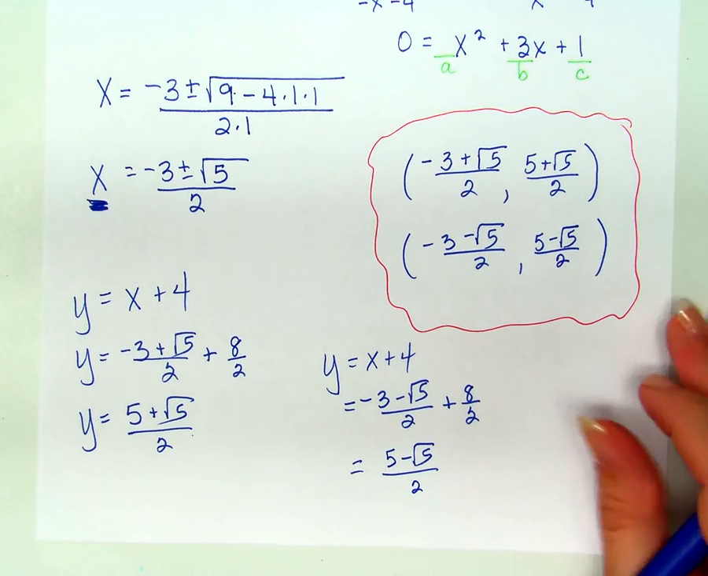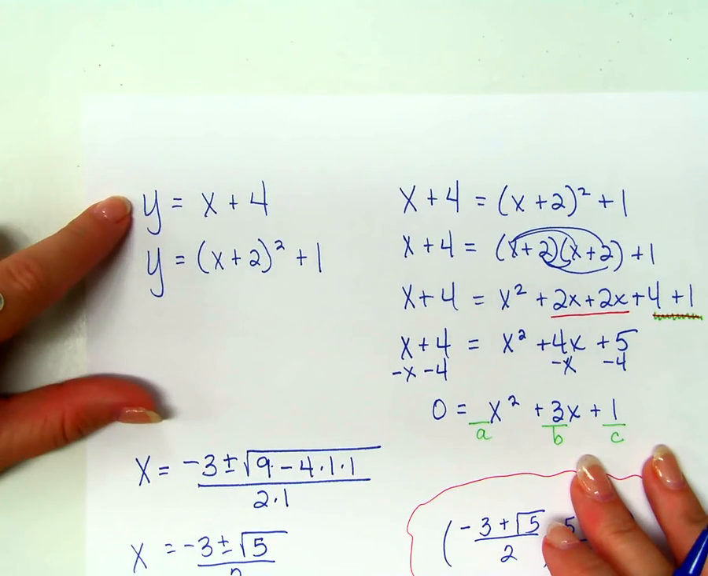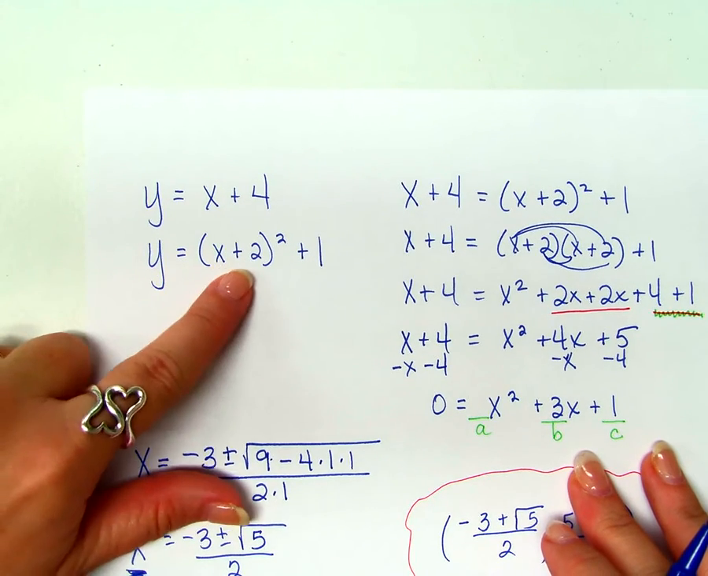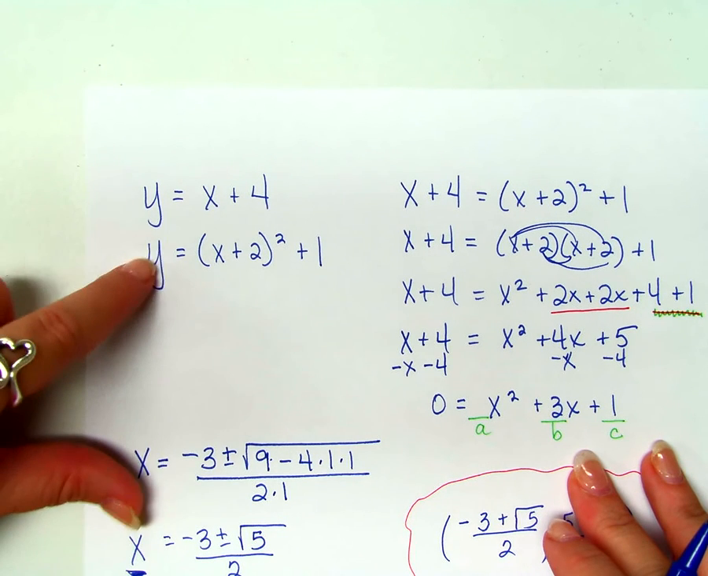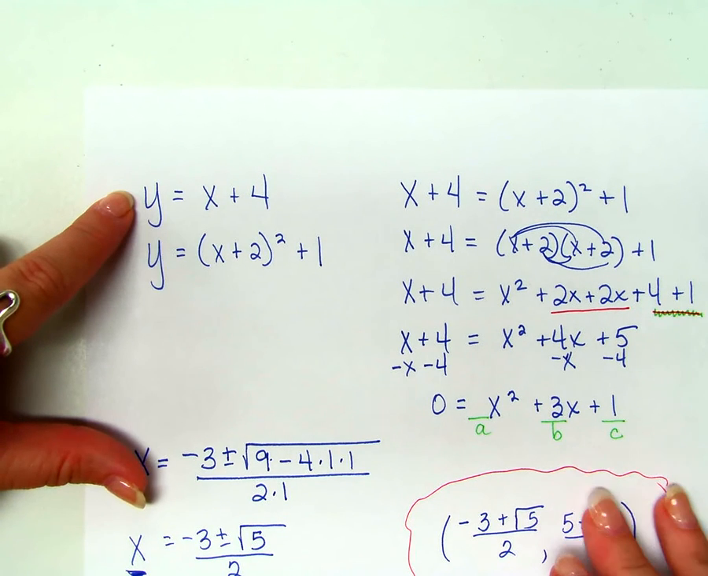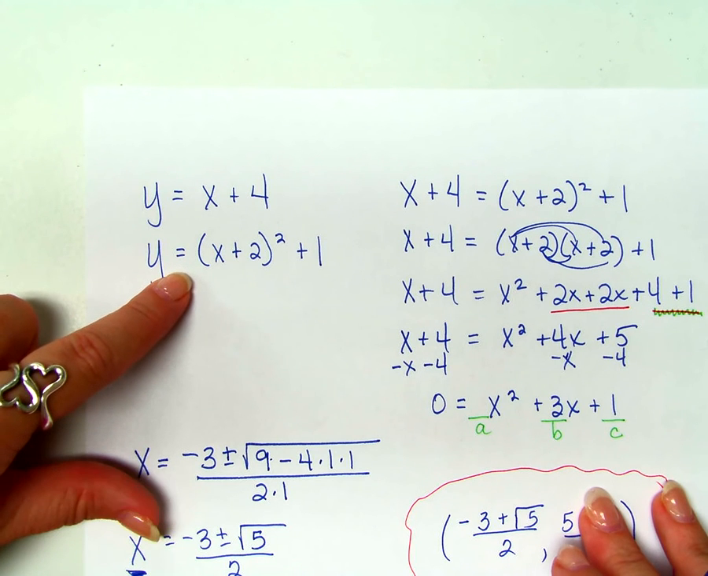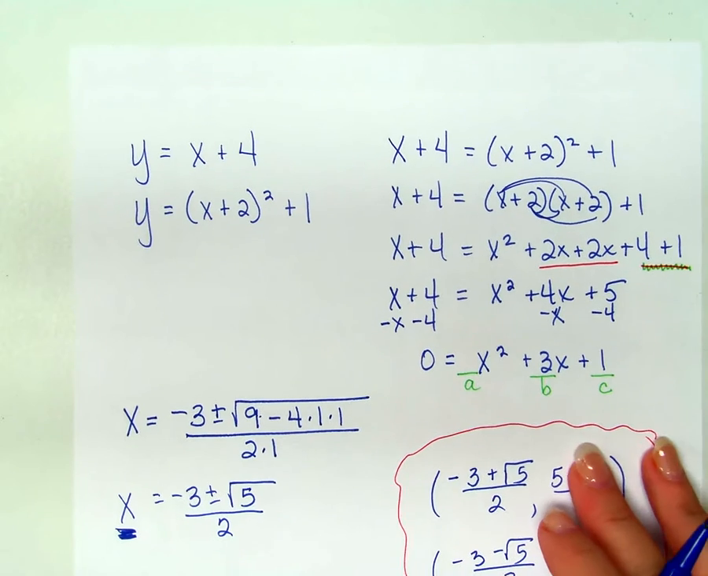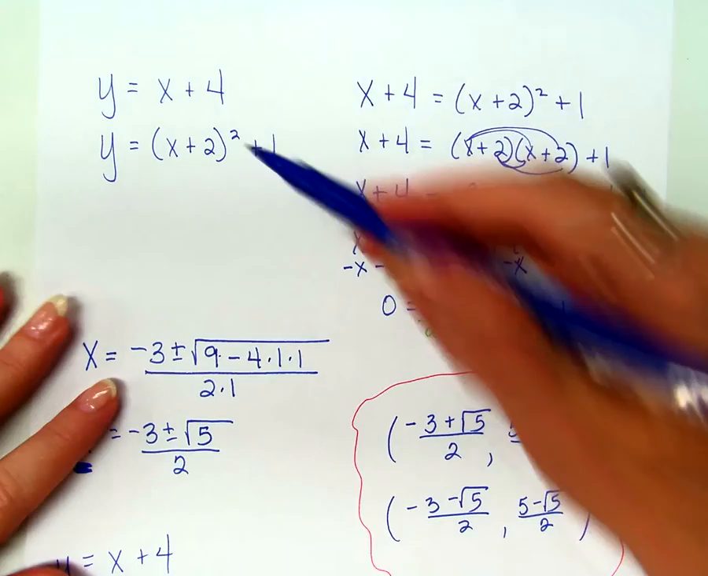Okay, now let me answer the other question that was being asked a minute ago. Why did I choose to use y equals x plus 4 instead of using y equals (x plus 2) squared plus 1? Because y equals x plus 4 is simpler. Yeah, this is way more complicated. This is way simpler. Would I get the same answer if I used this one? Yes, I would. This one's easier, though. That's why we chose the top one to use instead of the bottom one, to find the y-coordinate. You okay with that?